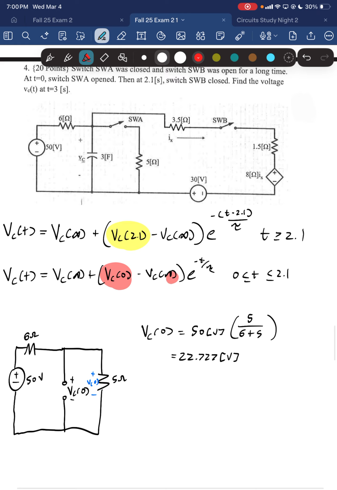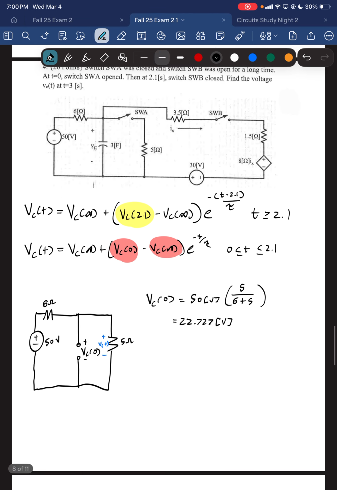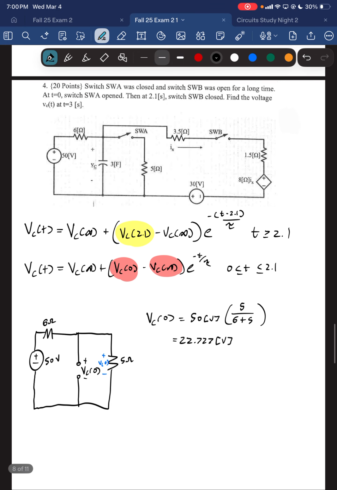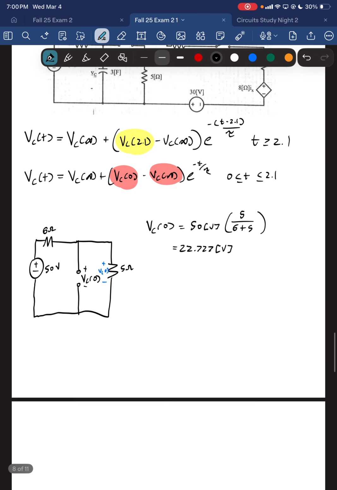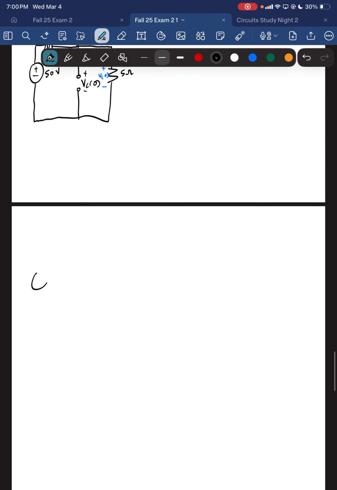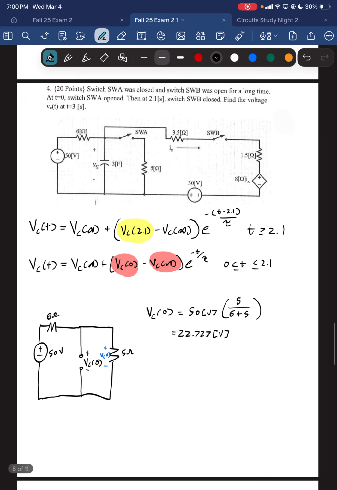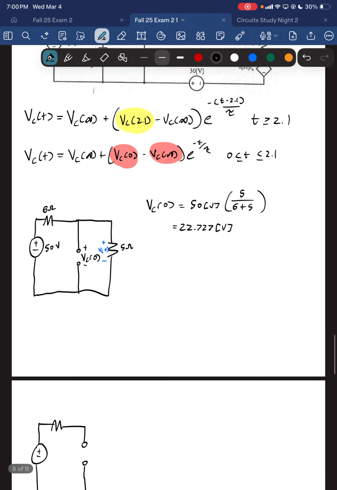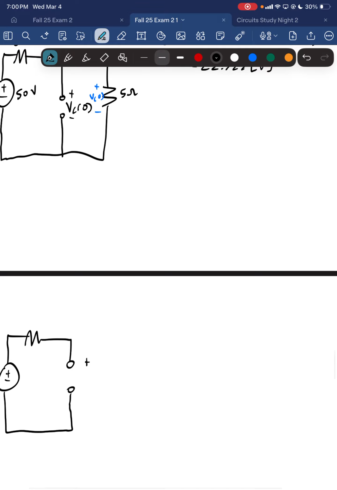Now we need to find our VC of infinity for our first equation. So at this point, at t equals 0, switch A is open. However, switch B is still closed, so we're not going to change anything with that. All we're going to do now is remove the 5 ohm resistor because it is now disconnected from the circuit. The switch is open. What are we doing at t equals 0? Now we're looking for VC of infinity.